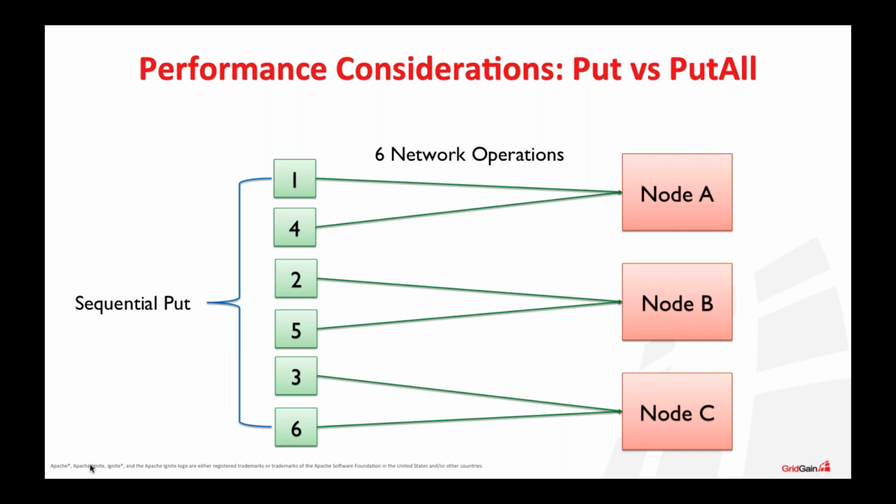So in pessimistic mode, Ignite cannot rearrange the lock acquisition order. So it'll have to make 6 sequential network round trips. Okay, it'll have to do them one at a time. So it'll do A, B, C and then A, B, C again.